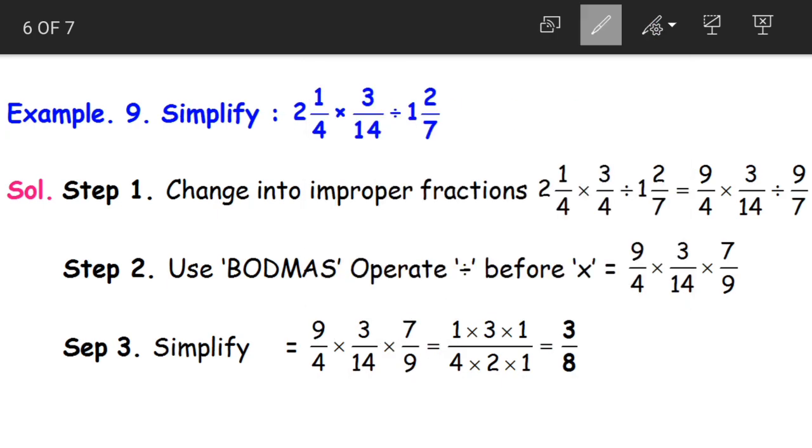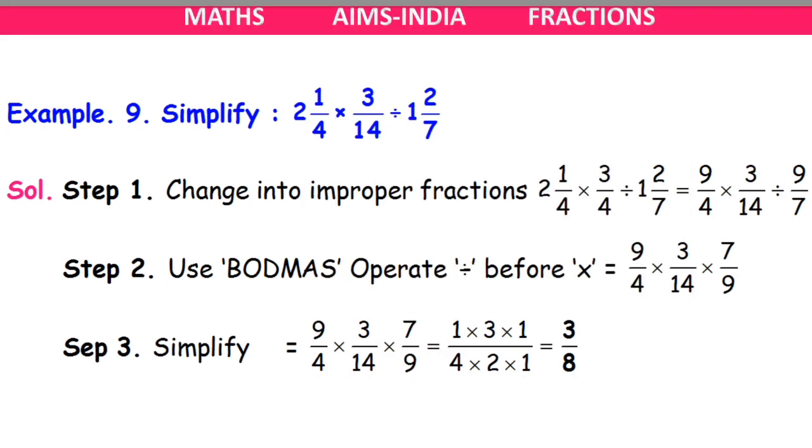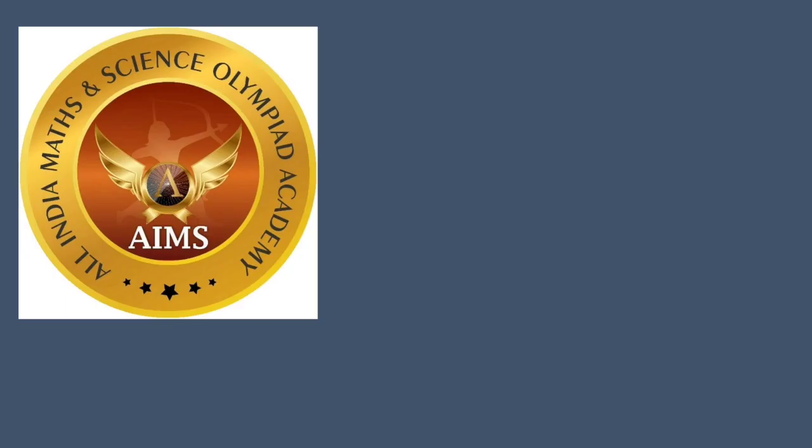So the answer for 2 1 by 4 into 3 by 14 divided by 1 2 by 7 is 3 by 8. Clear students? How did we do this? First we had a mixed number in the question, so the first step was to change it into an improper fraction. Now, as we have two operators here, multiplication and division, there arises a confusion whether to multiply first or to divide first. For this we use the acronym BODMAS. Here D for division comes before M for multiplication, so we operate division before multiplication. We got the answer as 3 by 8.